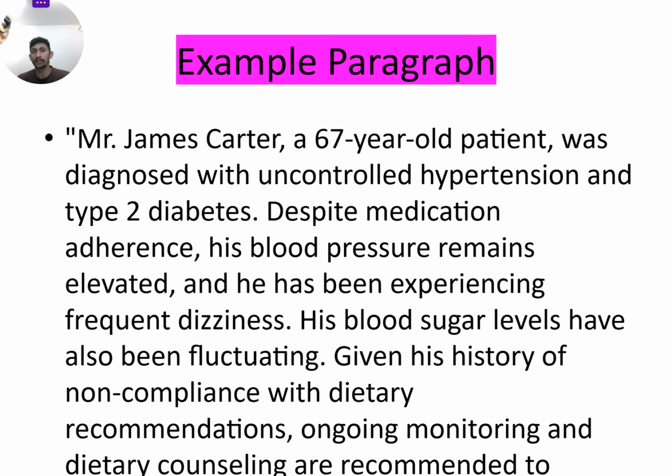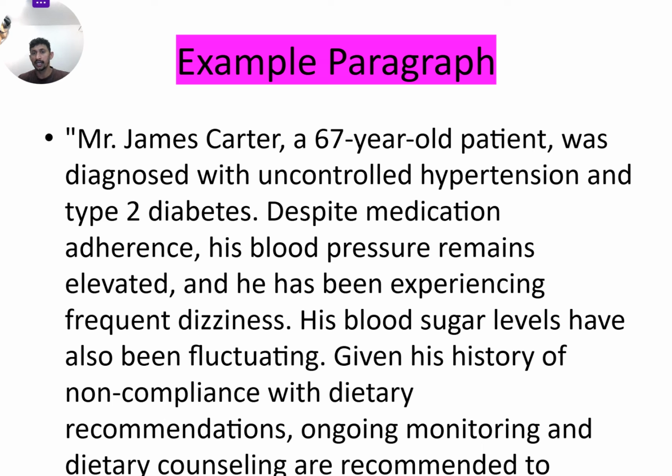Was diagnosed with uncontrolled hypertension and type 2 diabetes. So we are restating or paraphrasing the main condition of the patient in the first sentence. Then we're going to discuss more detail about the symptoms or diagnosis in the later sentences, like: despite medication adherence, his blood pressure remains elevated. That is directly related to the uncontrolled hypertension. He has also been experiencing frequent dizziness, an associated symptom of hypertension. His blood sugar levels have also been fluctuating.